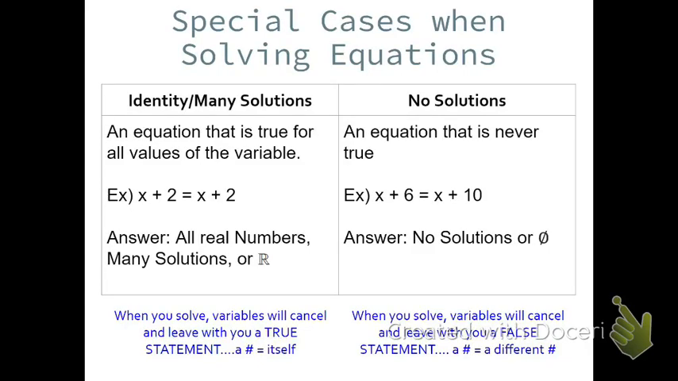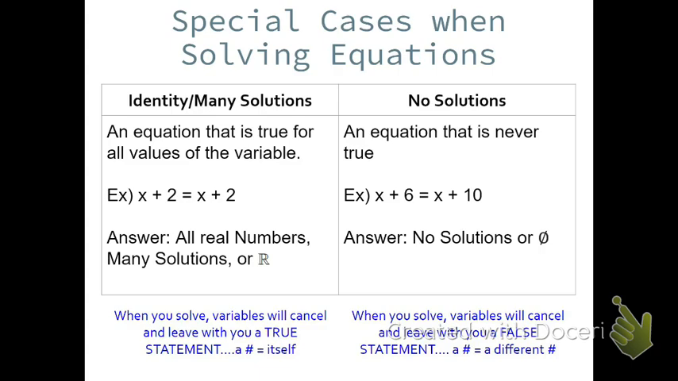Greetings, mathematicians. In this video, we're going to continue our work with solving equations, but we're looking at some special cases. So sometimes you'll go through all of the work of solving your equation, but instead of getting something like x equals 4, you're going to get something like 4 equals 4. And that means that you've come up with an identity, or something with an infinite number of solutions.